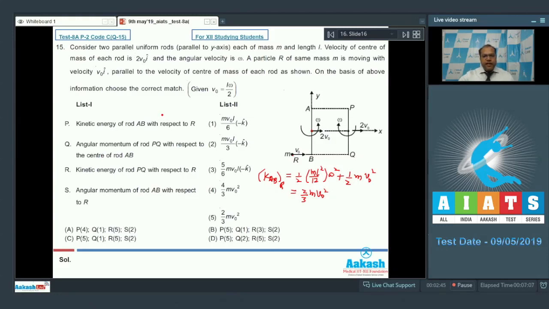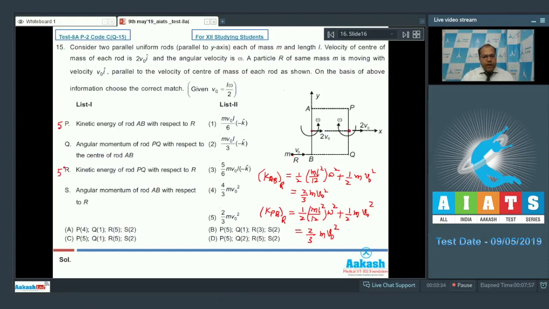Similarly, the kinetic energy of rod PQ with respect to R, as given in entry R, can be written as half I ω squared, so mL²/12 into ω², plus half m V_CM squared. The velocity of center of mass with respect to this frame is v₀, so this also comes out to be 2/3 m v₀². So the correct matching for entry P is 5, and for entry R is also 5.